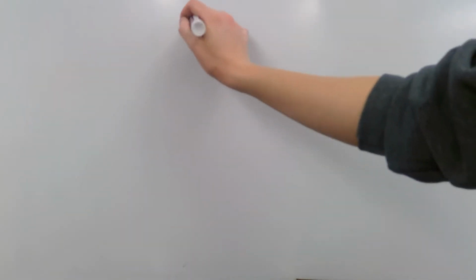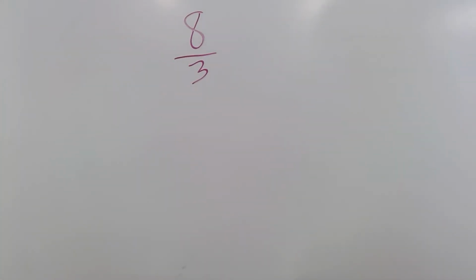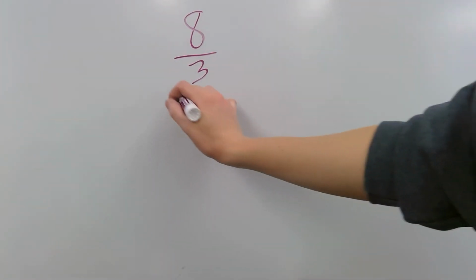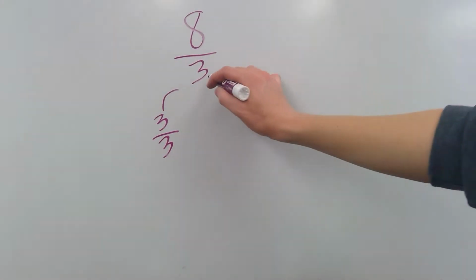So let's do another one like that. If I had 8/3 and I was trying to change it into a mixed number, because right now it's an improper fraction, it's more than 1 whole. Well, I can take out 1 whole, which is 3/3, and if I did that, then I would have 5/3 left.